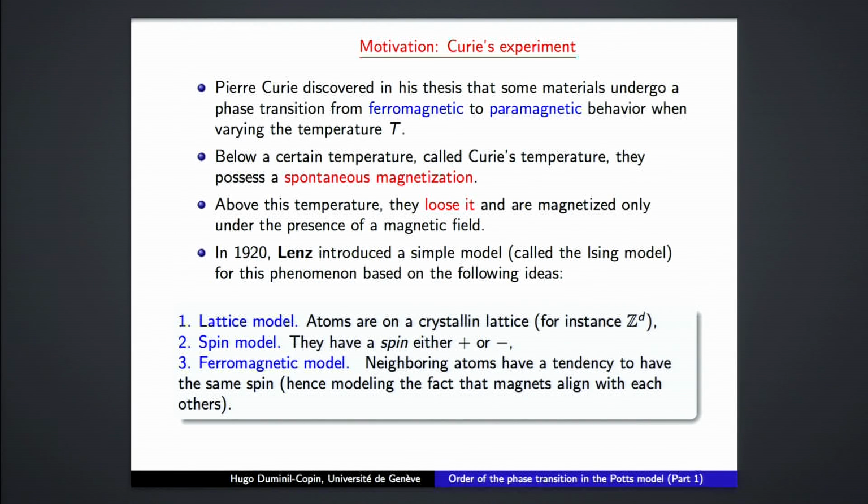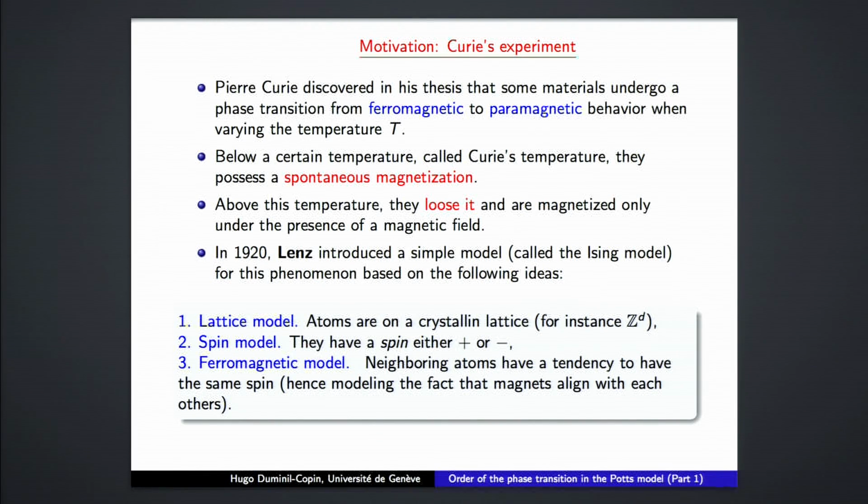So that was Curie's experiment. And in 1920, Lenz proposed a model to explain this loss of magnetization. This model was based on 3 main features. The first one is that it was a lattice model. What you imagine is that your magnet is made of atoms which are on a crystalline lattice, say Z^d, these 3.